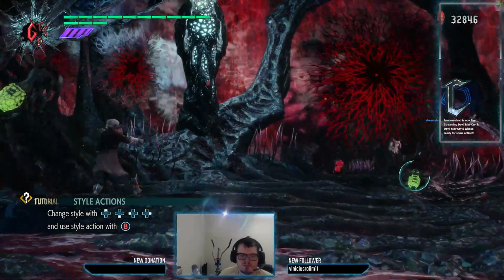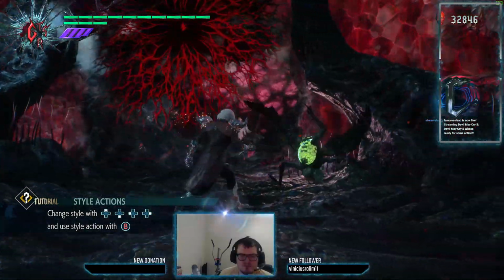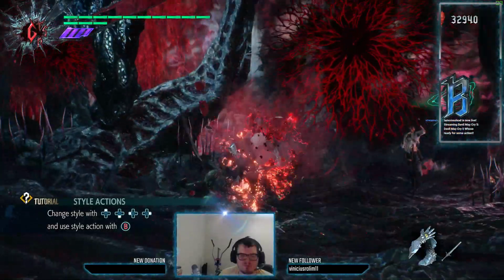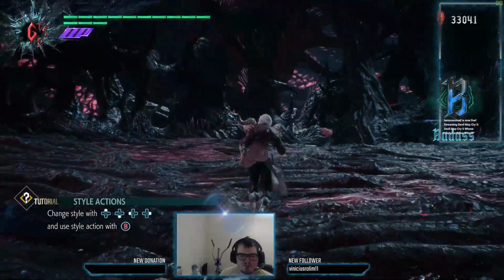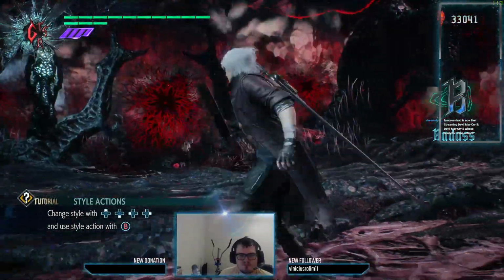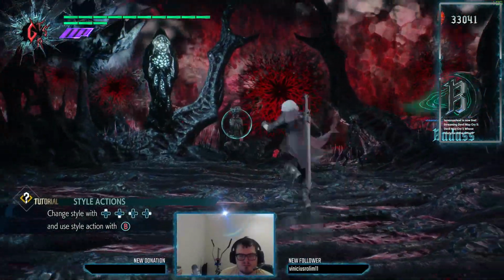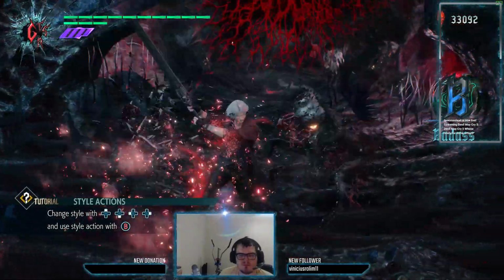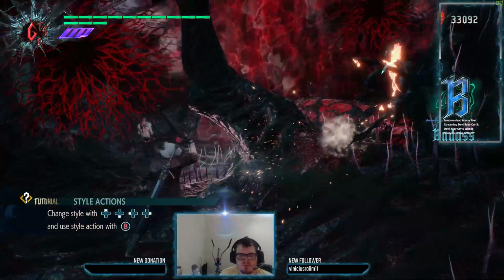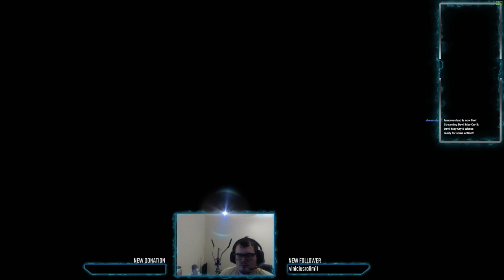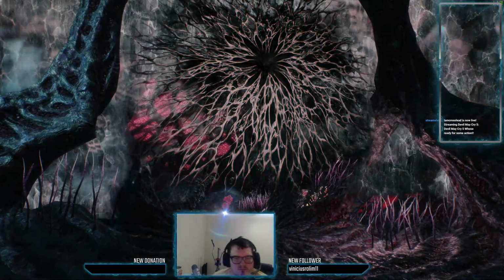SXGA Plus stands for Super Extended Graphics Array Plus. This has a resolution of 1400 by 1050. UXGA stands for Ultra Extended Graphics Array. This has a resolution of 1600 by 1200. And WUXGA stands for Widescreen Ultra Extended Graphics Array. And this has a resolution of 1920 by 1200.